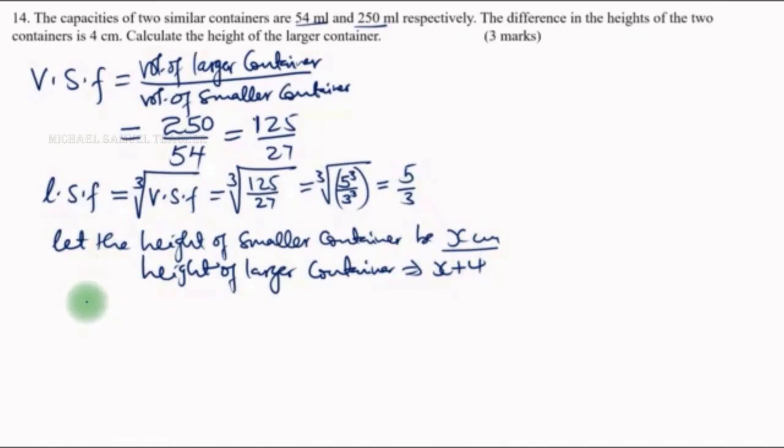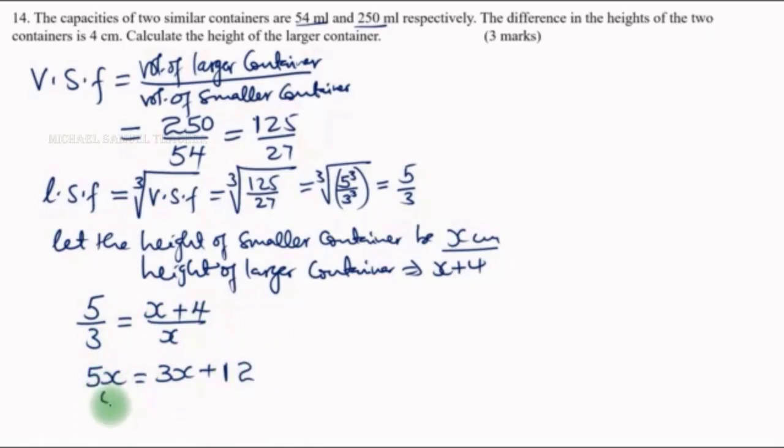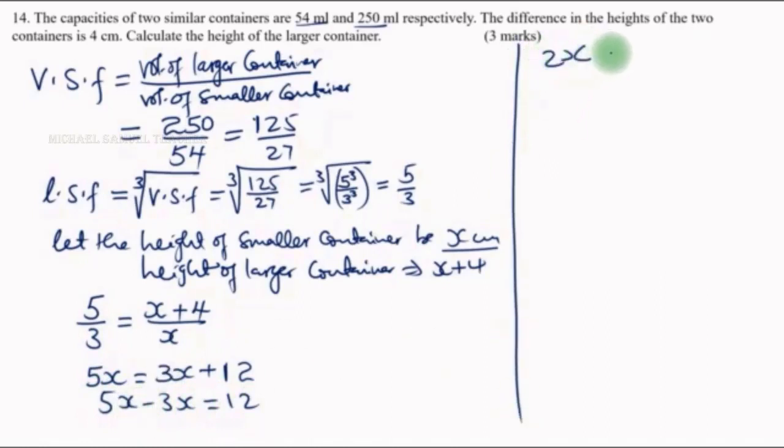So linear scale factor 5/3 is the same as height of the bigger container over height of the smaller container. Cross multiply, get 5x is equal to 3 times x, that is 3x, plus 3 times 4, that is 12. Therefore 5x minus 3x is equal to 12, and 2x is equal to 12. Therefore x is equal to 6 centimeter.